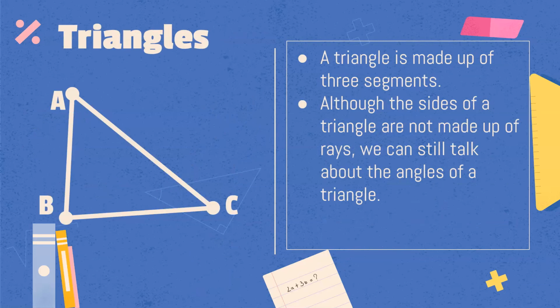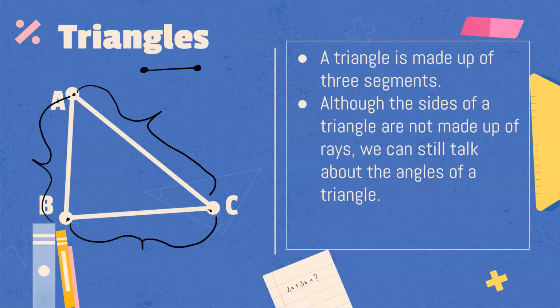So next up we have triangles. And so a triangle is made up of 3 line segments. And so a line segment, as we know, has two endpoints. So it has a point where it starts and then it has a point where it ends. And so here we have 3 points. We have A, B, and C. And as you can see, this is one segment, this is another, and this is the last one.